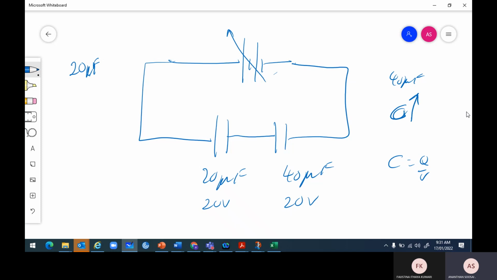Can you find the maximum voltage now? V max, okay, get me. Just give me the number. Three significant figures.